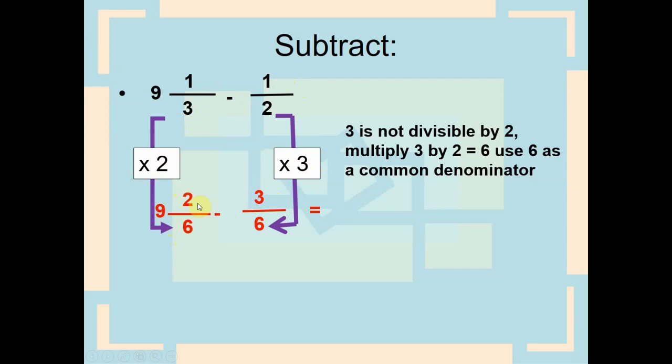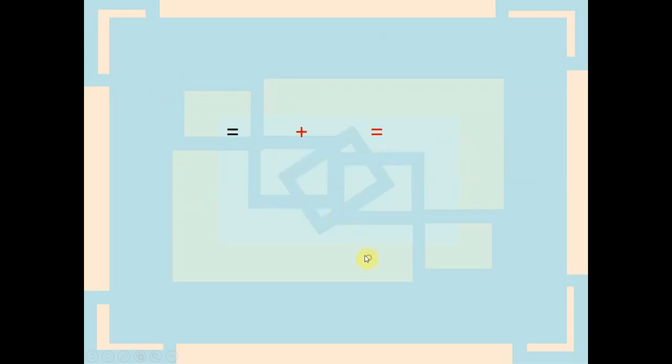Subtract now, we can't subtract 2 minus 3. Borrow 1 from the whole number. 9 will be 8, and add the denominator and the numerator. 6 plus 2 equals 8. Subtract now. We write 8 the same because there is no whole number here. And then subtract the numerators. 8 minus 3 equals 5 over 6. Then the result is 8 and 5 over 6.